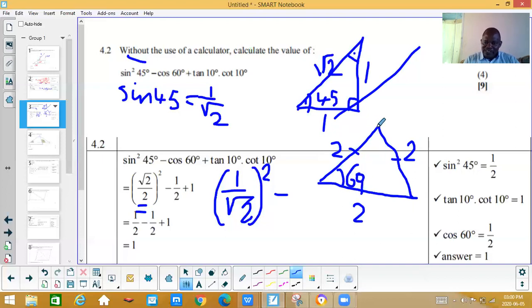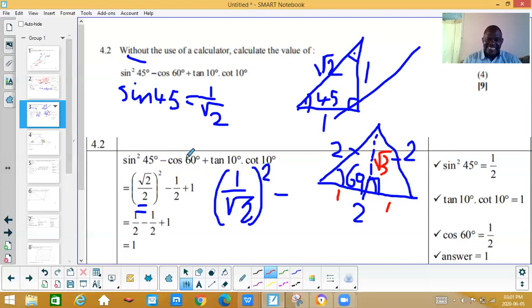If you drop a perpendicular there, you have a 90 degree angle here. Now, the sides you're going to have here, using the Pythagoras theorem, this one will be 1, and this one will be 1. Now, if you use Pythagoras theorem, this one will be root 3. Because 2 squared is 4, minus 1, so this one will be root 3.